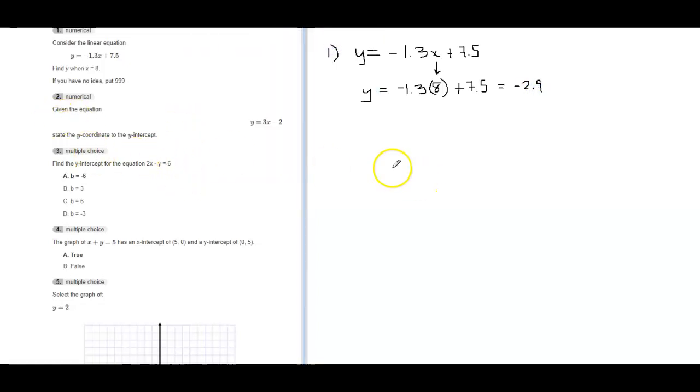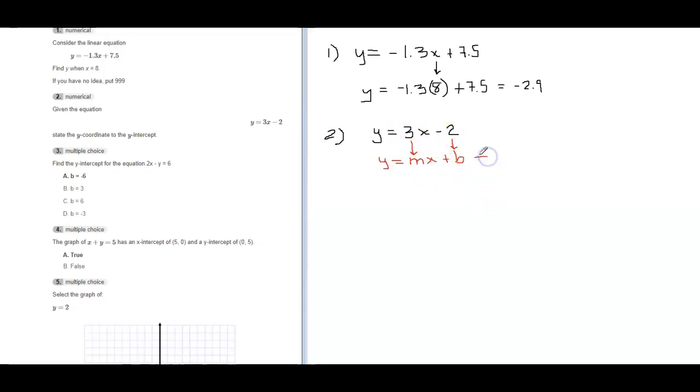Problem number 2. Basically they gave you this linear equation, y equal 3x minus 2, and they ask you to find the y coordinate of the y-intercept. What is really interesting is that this equation looks like the equation y equal mx plus b, where here the m will be 3 if I do matching, and minus 2 will be the b.